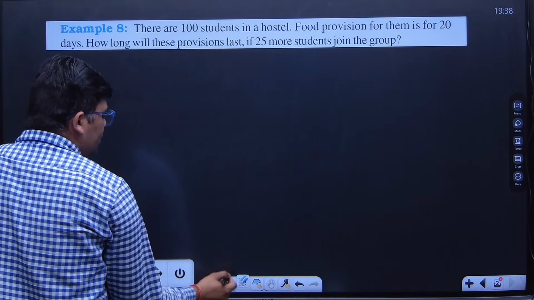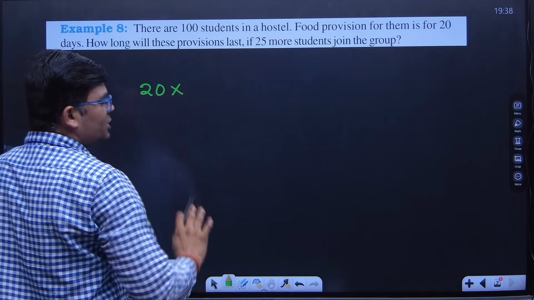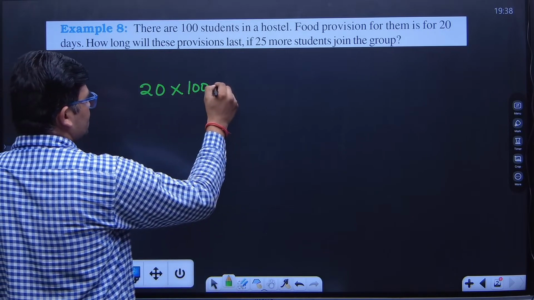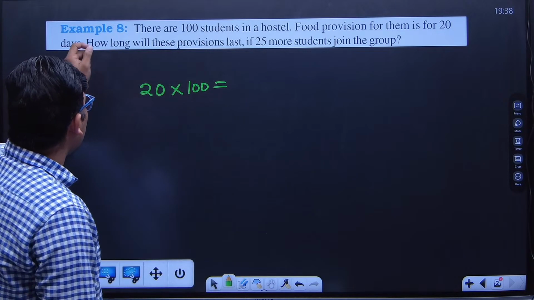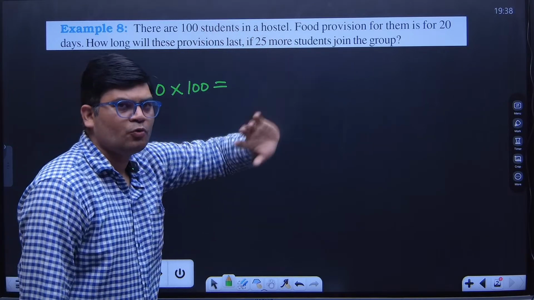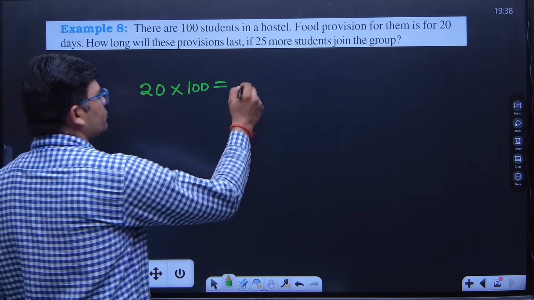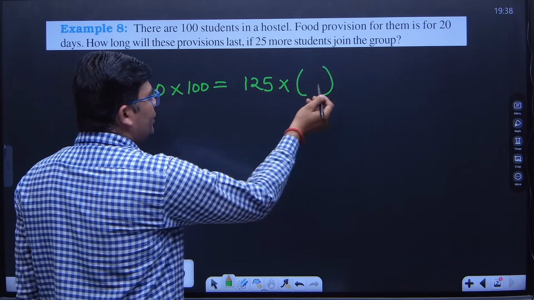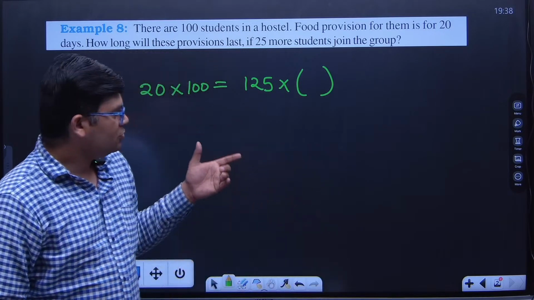Now, how much is the total meal? So we will say 20 boxes. 20 boxes means for 20 days. And how many students? 100 students. Must be equal to food provision for them is for 20 days. How long will this provision last if 25 more students join the group? 25 more students join the group means now how many students are there? Plus, 125. So the meal will be distributed likewise. Are you getting it? Yes, sir. So the meal will be distributed.